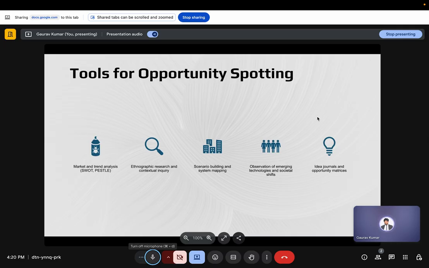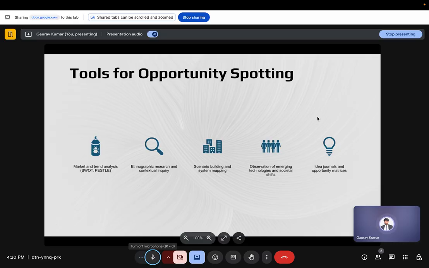Now moving towards the next one, tools for opportunity spotting. SWOT and PESTLE suit idea and market structures, policy and technology vectors. They reveal where threats can be converted into opportunity. Ethnographic methods uncover latent needs in visibility surveys, workarounds, tacit knowledge, non-verbal cues. Scenario building then explores the future to stress test ideas against uncertainty.